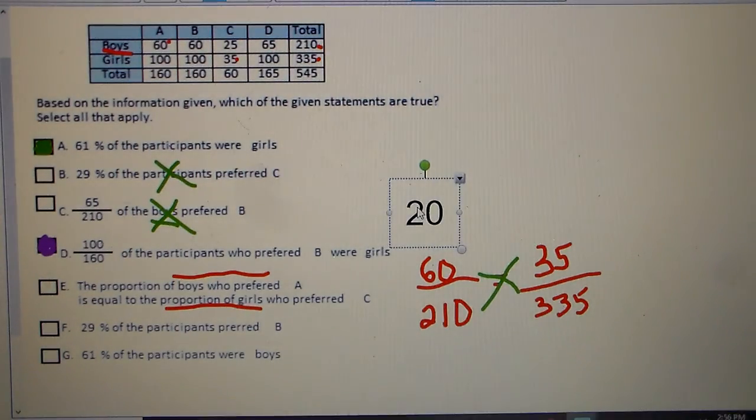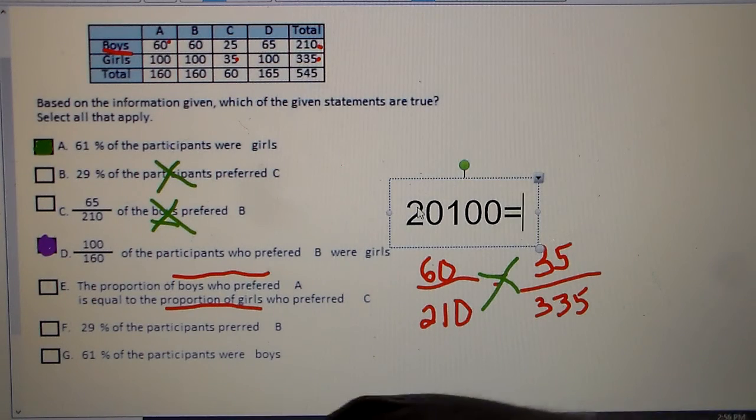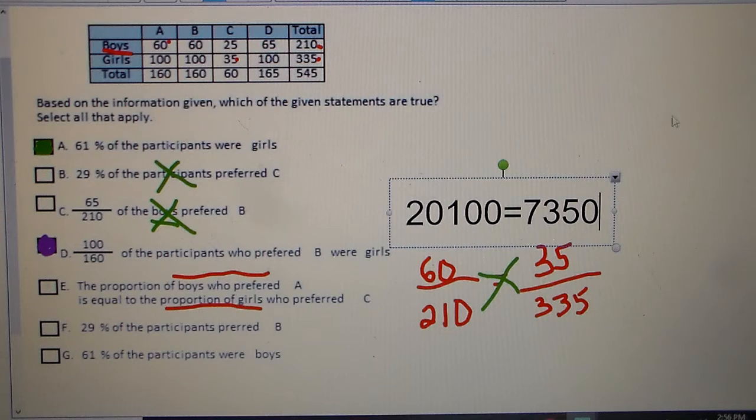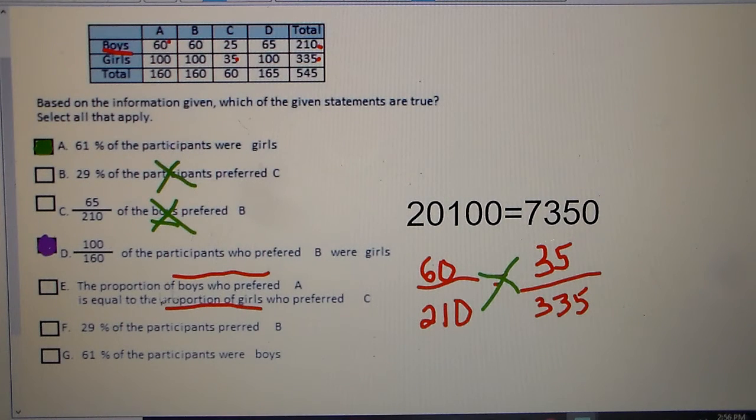So 20,100 does not equal 7,350. Since they don't equal each other, that means these proportions are not equal to each other. So we can cross that out. We're not filling in that bubble for E.